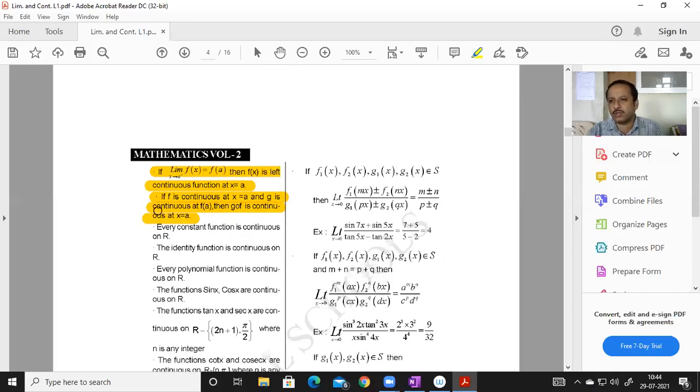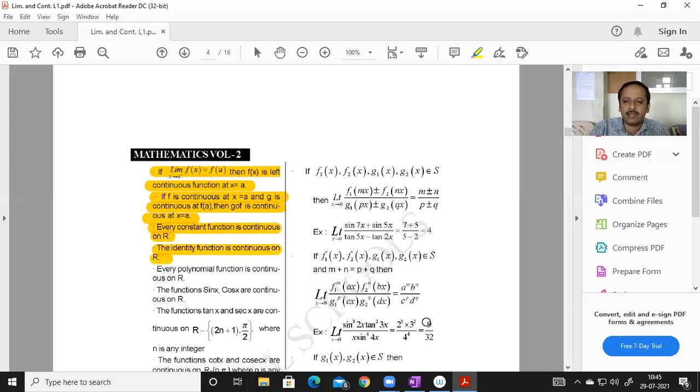So in general, you can say that the composite of two functions is also continuous. If f is continuous and g is continuous, then f composition g, in other words f circle g, is continuous, as well as g circle f. Then every constant function is continuous on R. The identity function is continuous on R.